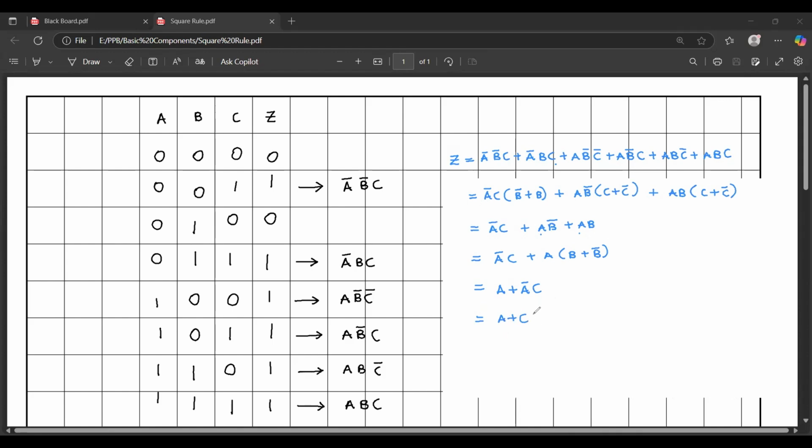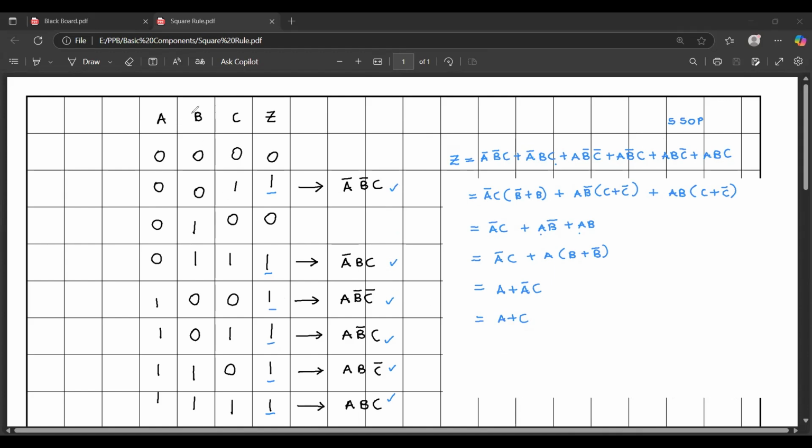So I hope you understood how we can come up with the final simplified expression from the given expression. First of all, this is very simple. Look for the ones in the output, and then write down the minterms. Then write them as the standard sum of products expression for the output, and then use your knowledge of Boolean laws to simplify the circuit.